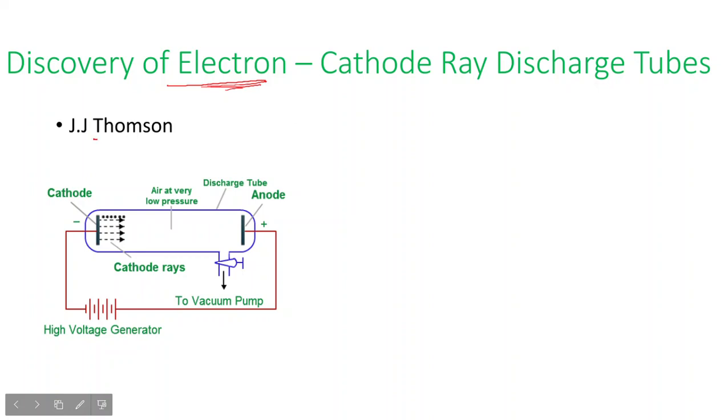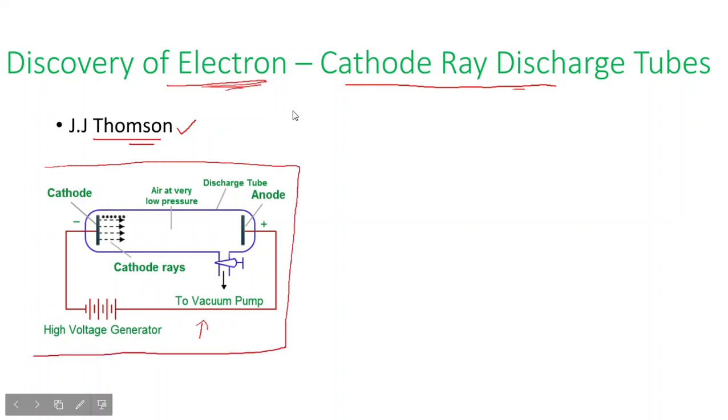Firstly, who discovered the electron? It is J.J. Thomson who discovered the electron. So how did he discover the electron? By using the cathode ray discharge tube experiment. So what is the cathode ray discharge tube experiment? You can see it here. This is the cathode ray discharge tube experiment. Alright, so how did he discover electrons?